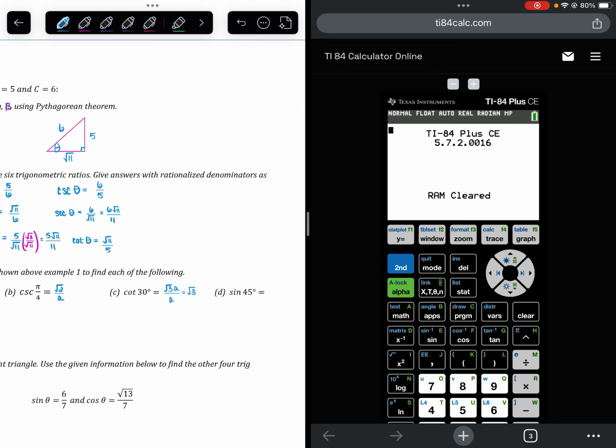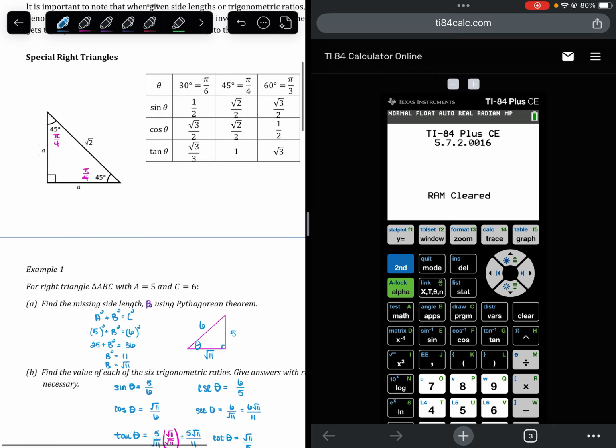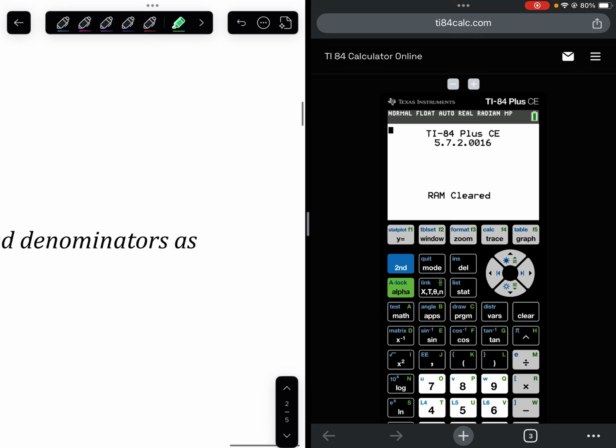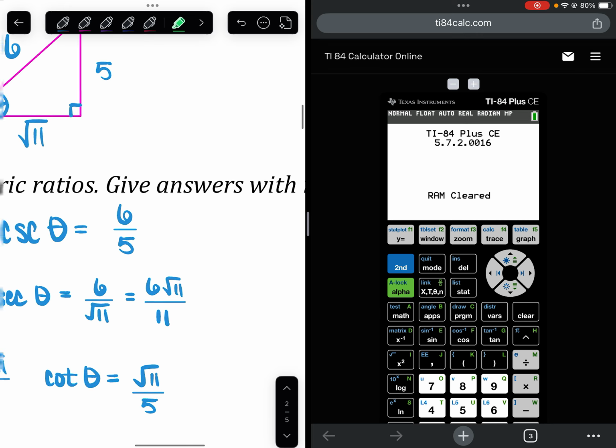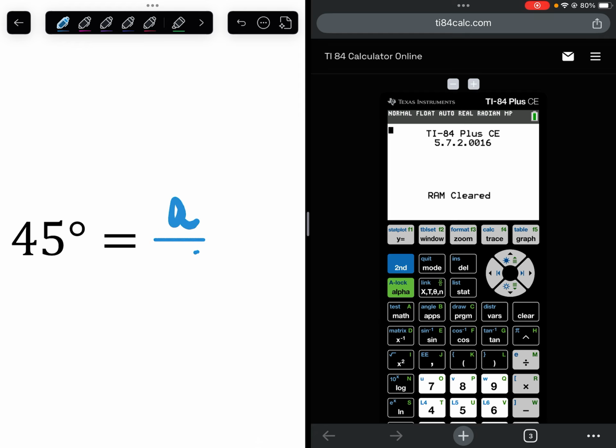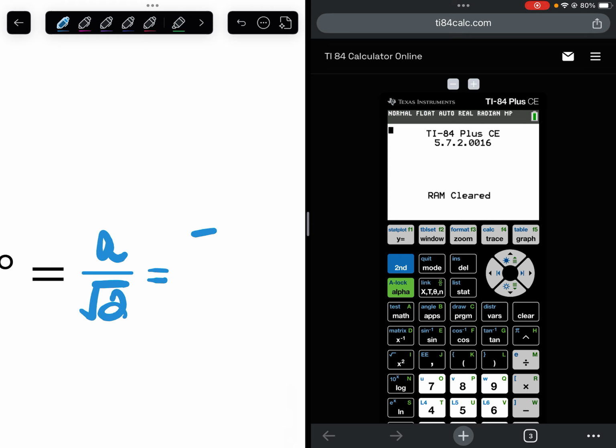Sine of 45, so 45 degrees, so we're back to the left triangle. Doesn't matter since they're the same. I'm going to go with this one. Sine is the opposite leg, a, over the hypotenuse, square root of 2. So opposite leg, a, over the hypotenuse, square root of 2. Remember, everything's got to be rationalized. Get comfortable doing it right away. Move it up, so root 2, or I guess we'll say a root 2. Drop it on the bottom, 2.